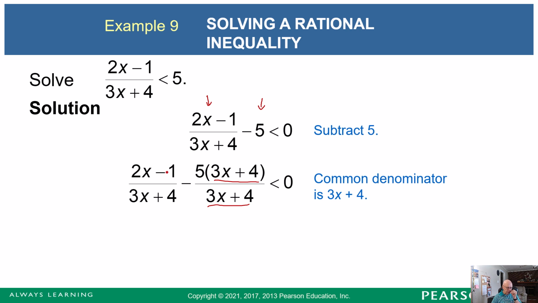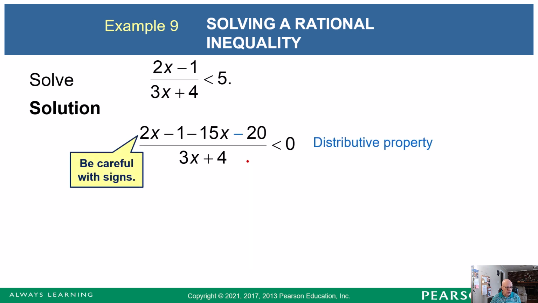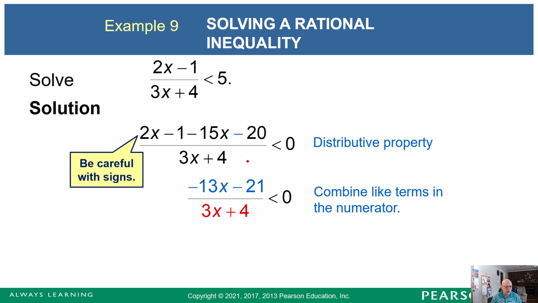Now, real carefully, keep that 2x minus 1 over 3x plus 4. You're going to rewrite this one. You'll have negative 5 times the 3x, negative 5 times the 4. Or you can do that first. So simplify, watch out with the signs. So this is what you've got when you add those two together and you add the 0 on the right side.